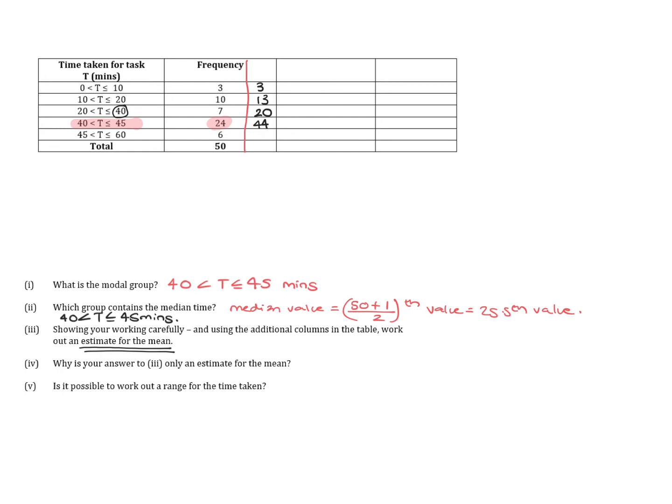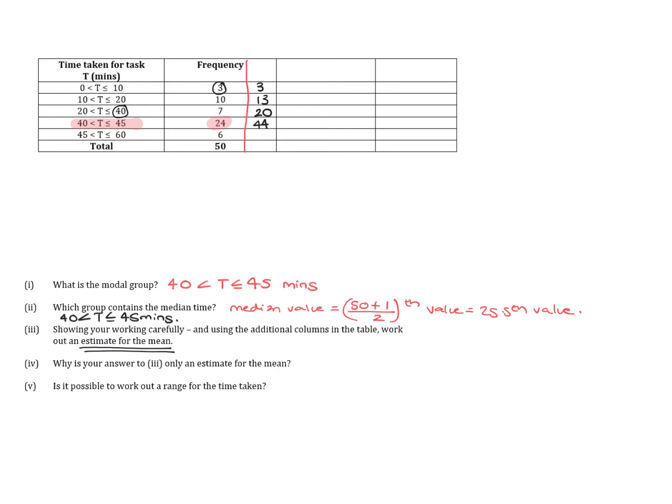Now, this is what these 2 blank columns are going to be used for. The first blank column is going to allow us to identify one value within each group which is going to be representative of all the values in that group. So for example, in the first group, I know that there are 3 values. There's a frequency of 3. So 3 people took between 0 and 10 minutes to complete the task. Now, I don't know the times taken by those 3 people. It could have been 3 minutes, 7 minutes, 8 minutes, 9.5 minutes. I don't know those individual values.